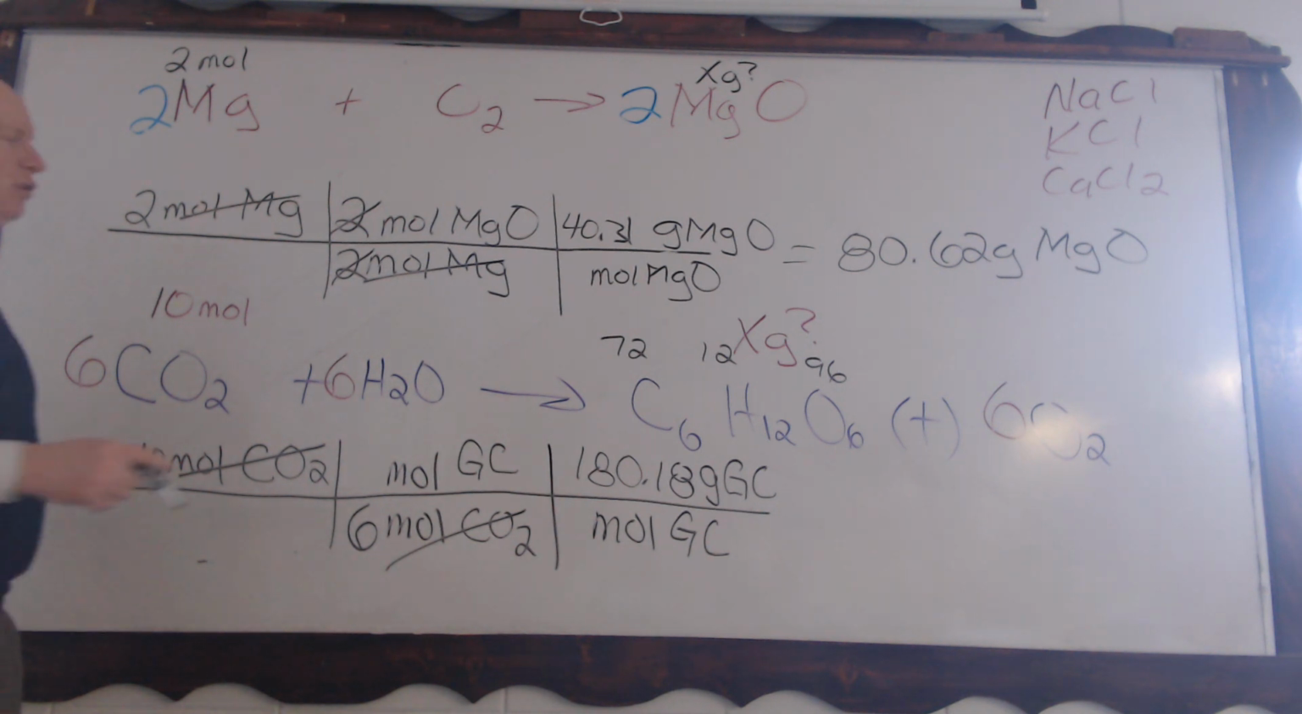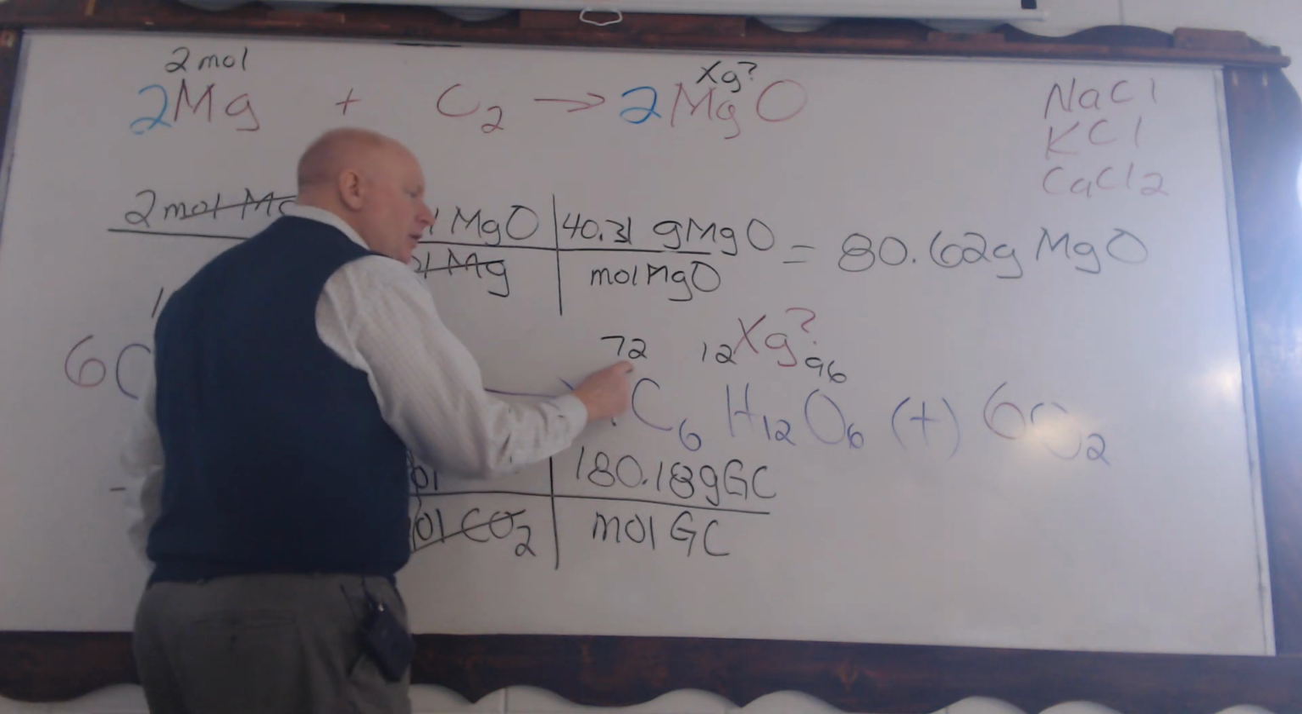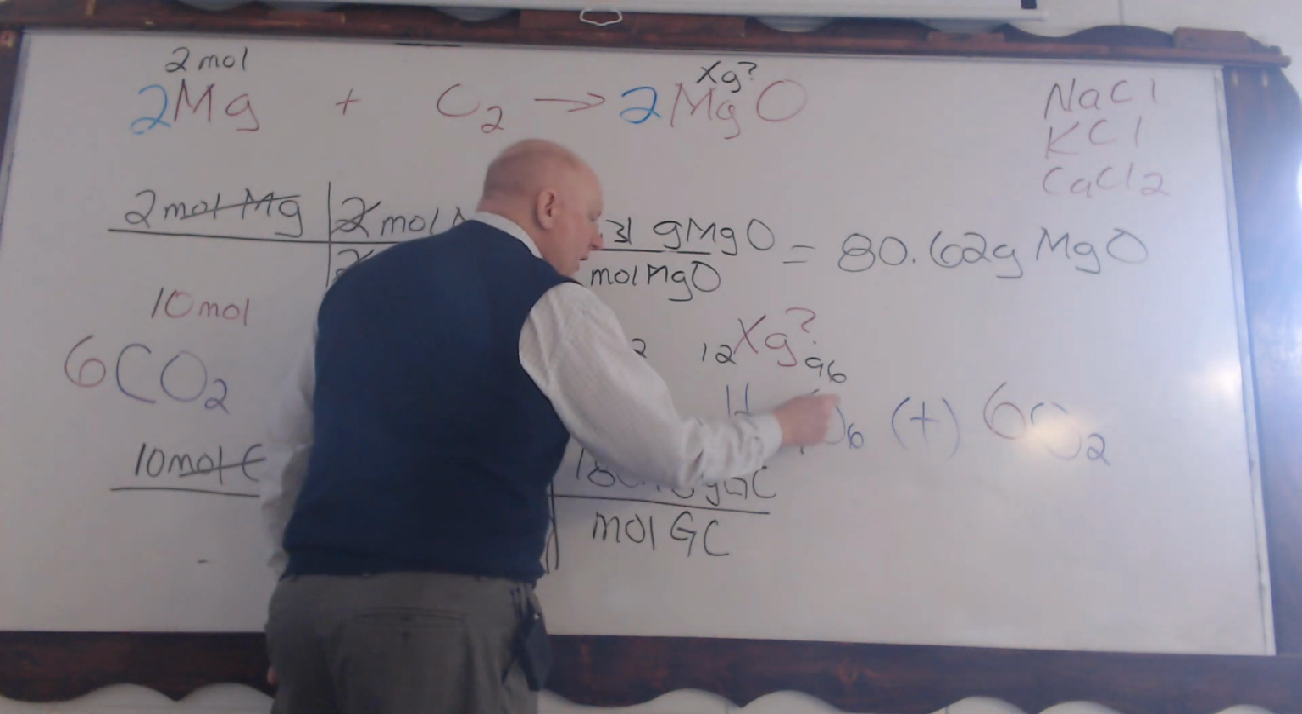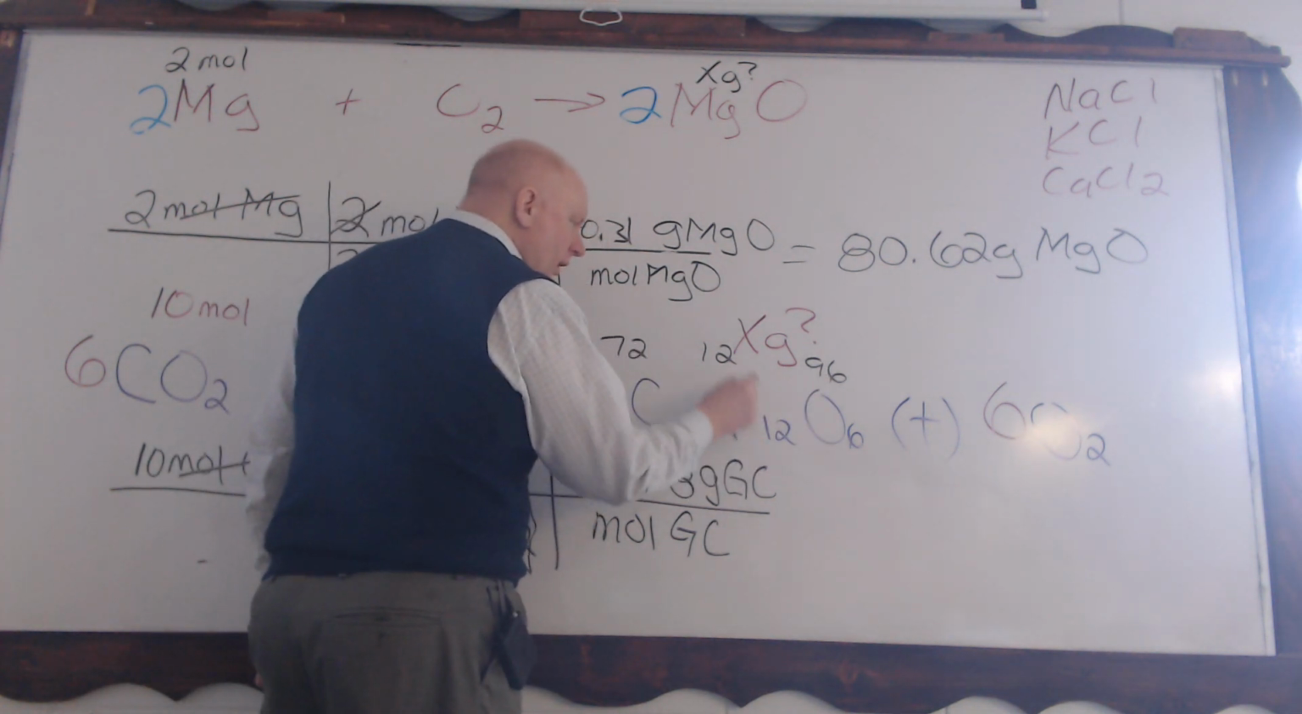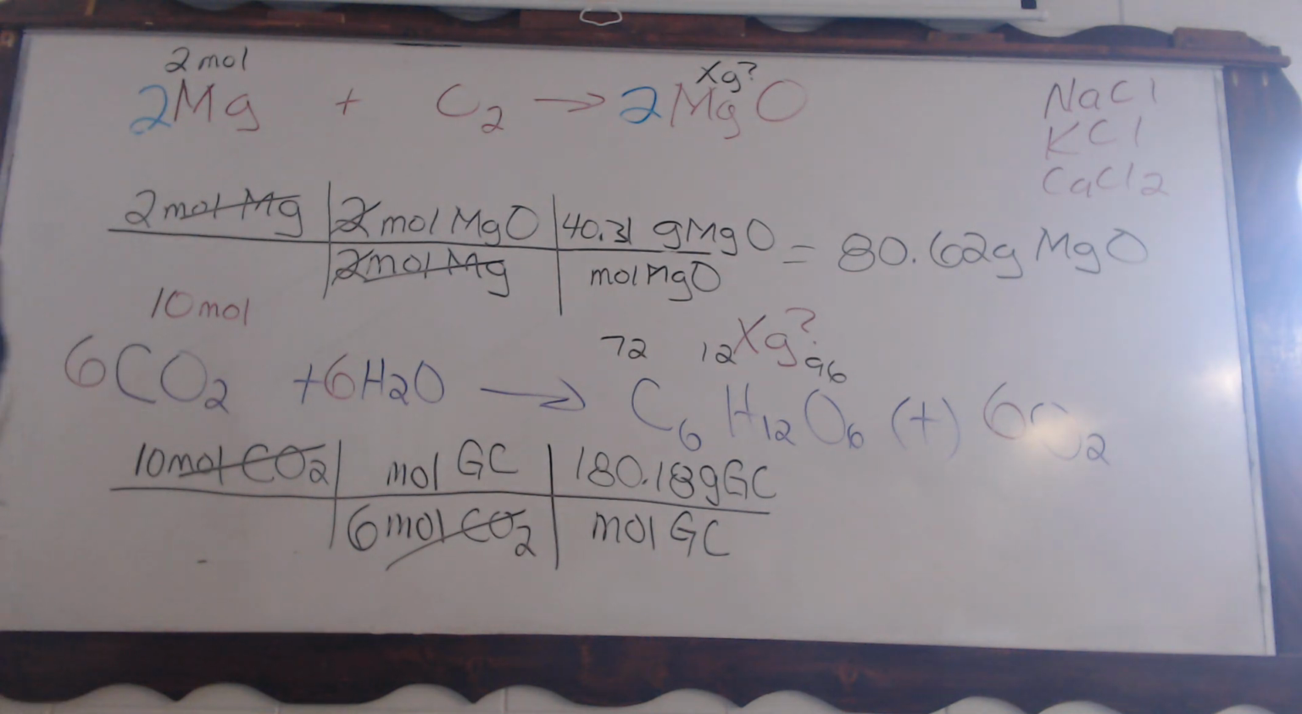In other words, 12 times 6 gives you 72. 16 times 6 is 96, and then 12 times 1. I mean, it's close, but it's not exact. It's 180.18.